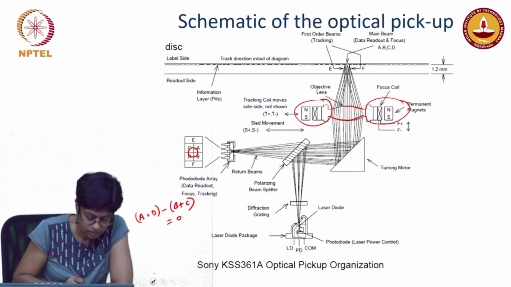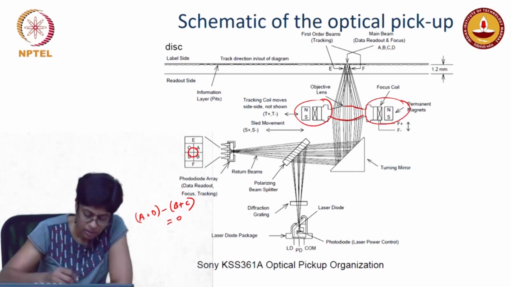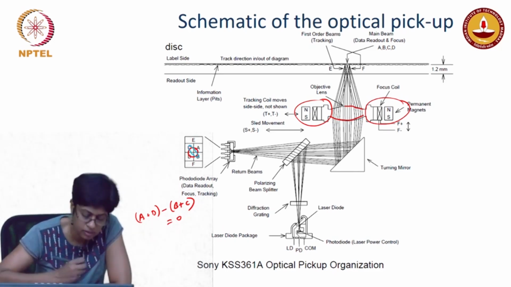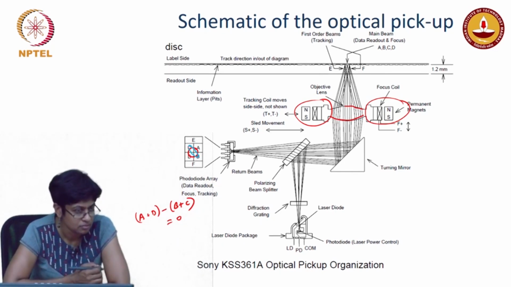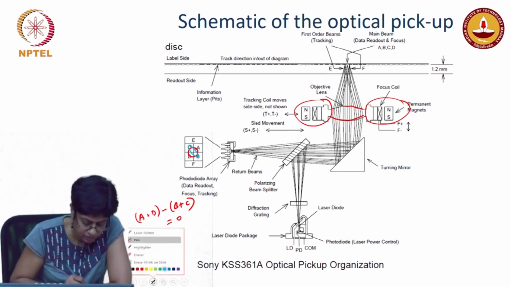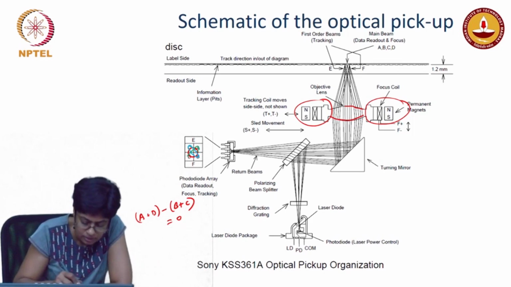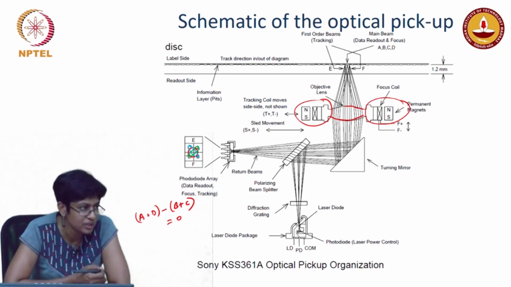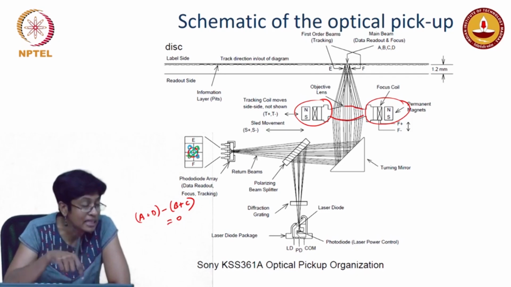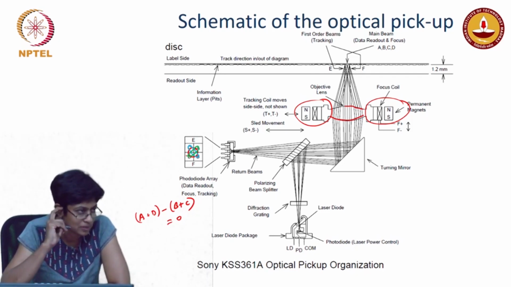If on the other hand, we have an elliptical spot, then this is going to be negative. And if we have an elliptical spot like this, it's going to be positive. So I can tell exactly how the lens should be moved such that I keep the spot focused on the data layer of the disk.